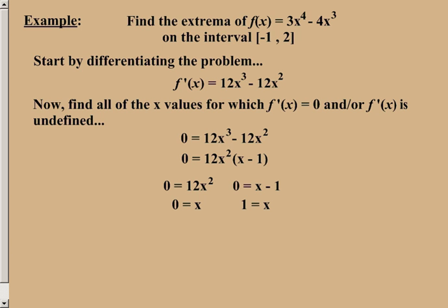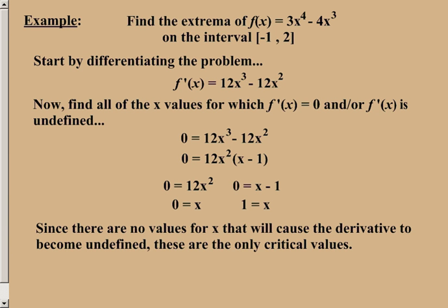Okay, so we have a couple of critical values here. Now, there are no values for x that will cause the derivative to become undefined because it does not contain a denominator of any kind. So these two locations, x equals 0 and x equals 1, are the only critical values.